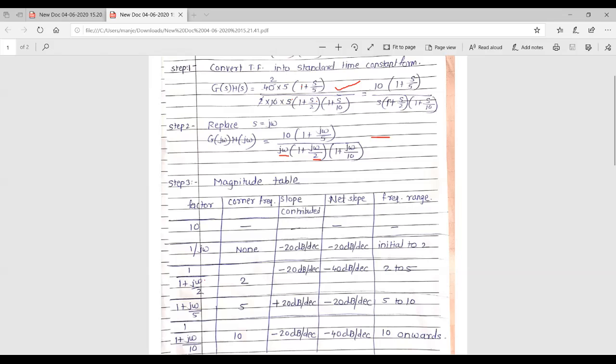Okay. Now the second column. Yeah. Is there any issue? No, ma'am. Okay.